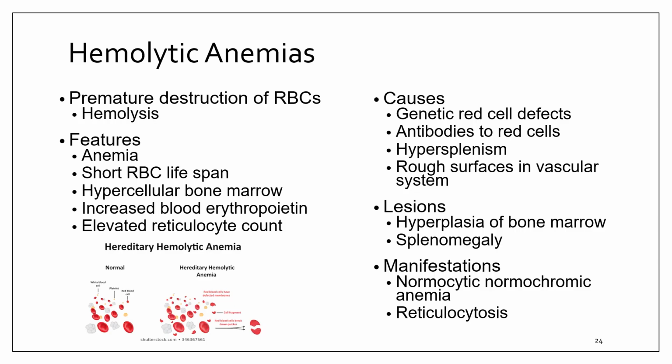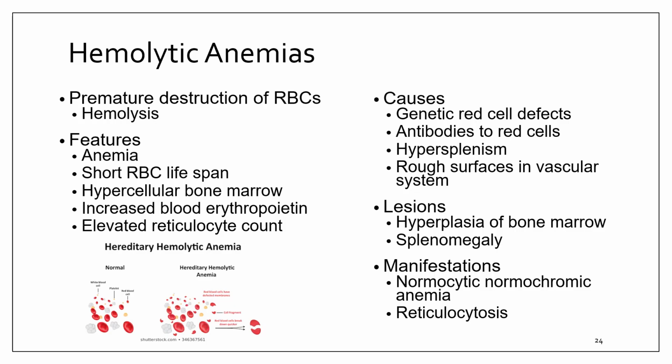In hemolytic anemias, the bone marrow is capable of producing red blood cells. In many cases, it's working overtime. The issue is not production, the issue is survival. Red blood cells are being removed from circulation before they should be.